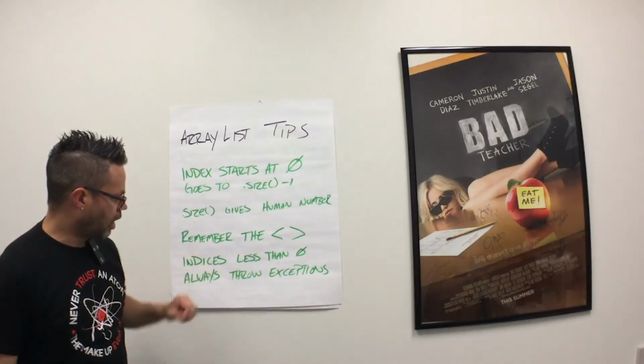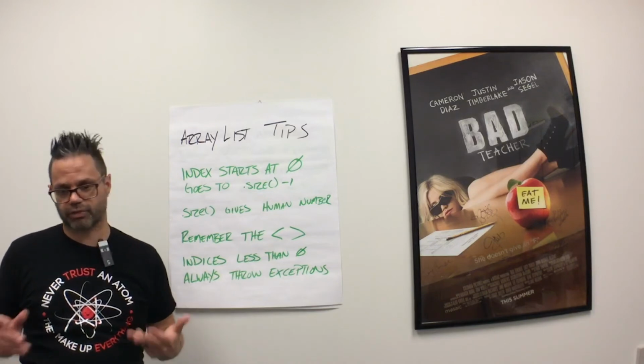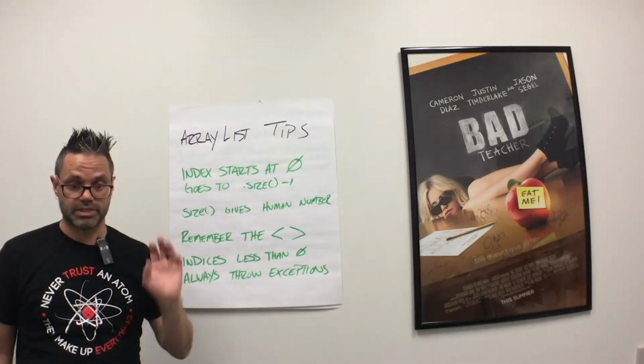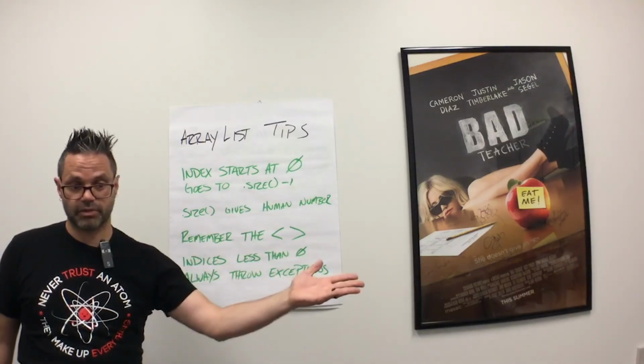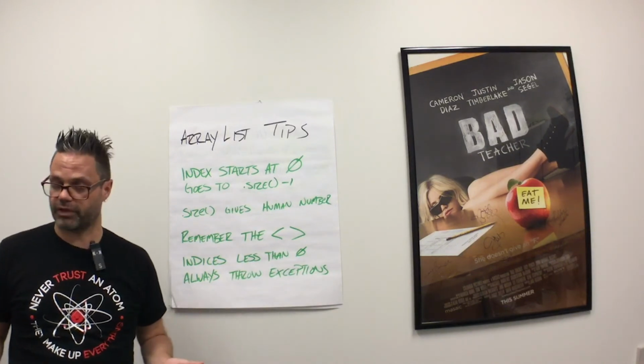Indices less than 0 always throw an exception, so never try to pass a negative number as an index. If you do, it's going to crash and throw an exception, and we don't want that to happen. Always make sure your indices are between 0 and size, never less than 0, and never greater than size minus 1, because if you do, it'll throw an exception and crash your app, and you never want that to happen.